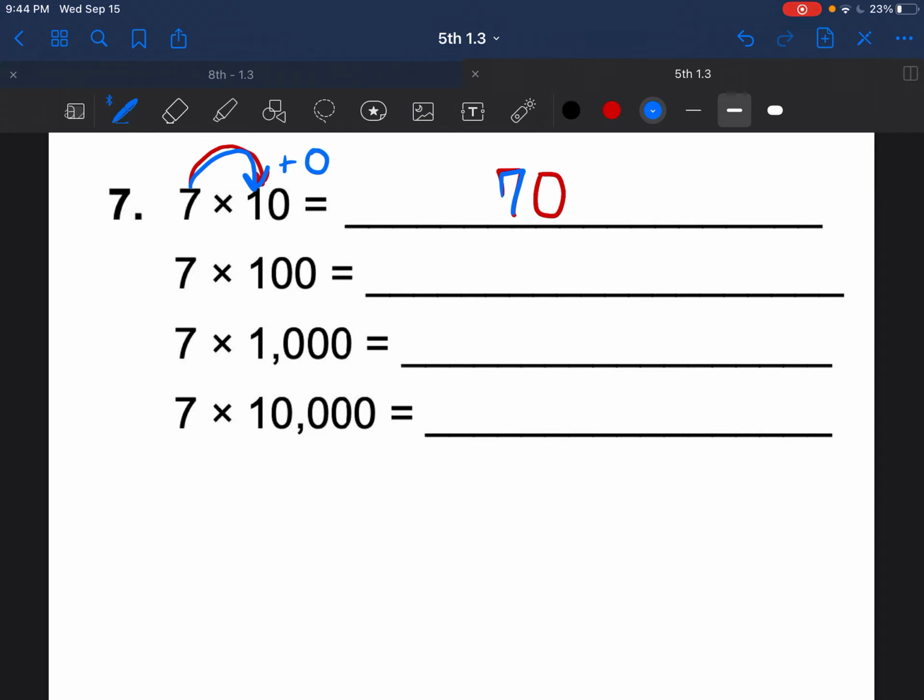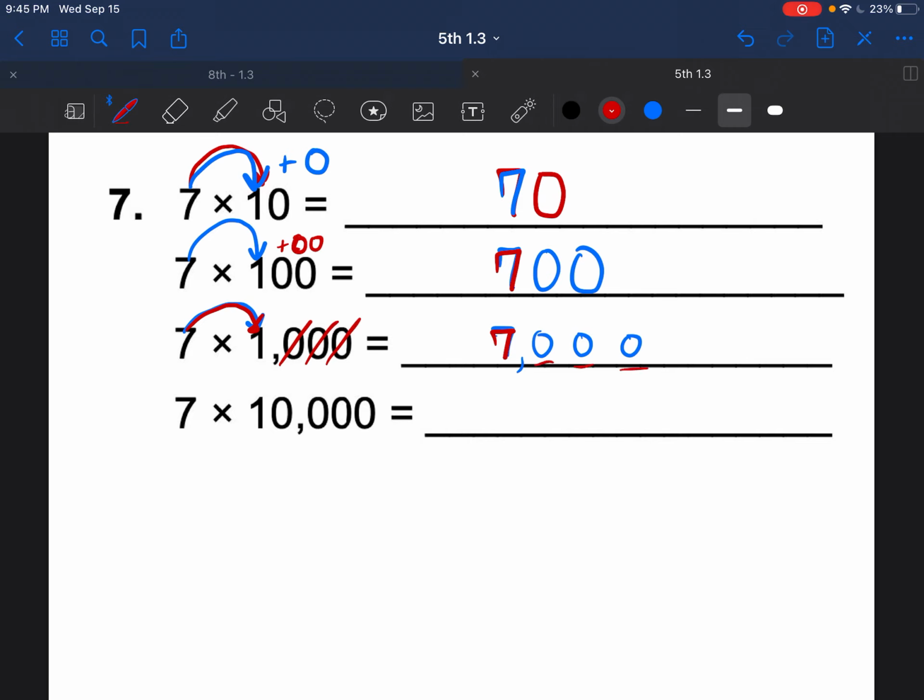Let's try another one. 7 times 100 is 700, but how do I know that? Because 7 times 1 is 7, and then I add 2 zeros. Boom. Let's try the next one. 7 times 1,000 is 7,000. How do I know? Because 7 times 1 is 7, and then I add 1, 2, 3 zeros. 1, 2, 3. Let's do the next one.